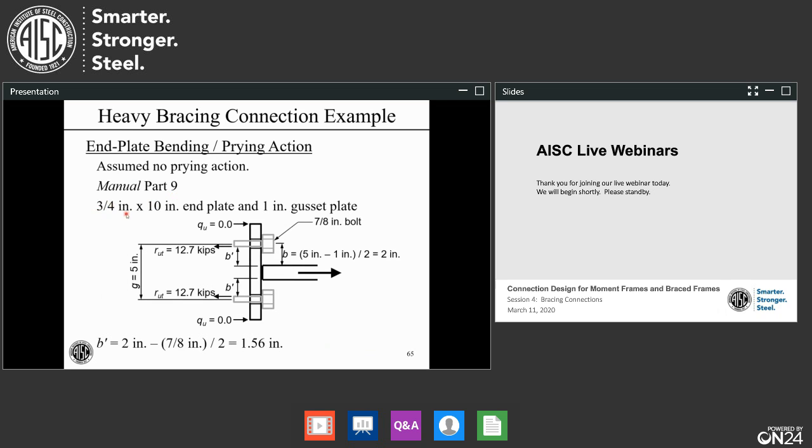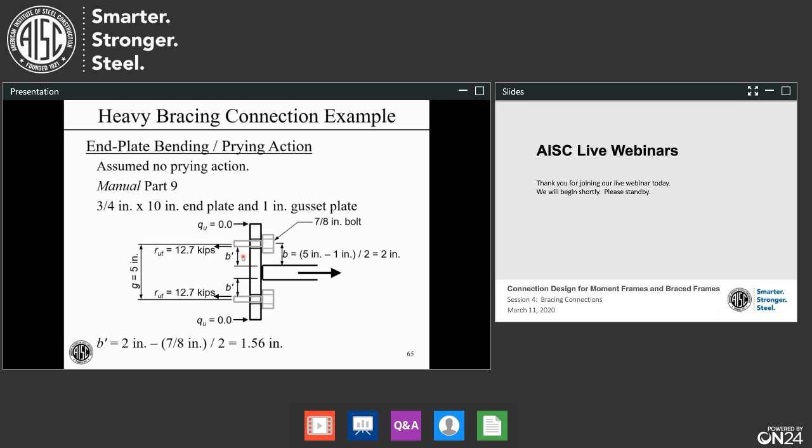We have a 3/4 inch end plate, and this picture you see is a plan section. This is the end plate, and this is the gusset plate going off to the right. And you see the gauge of 5 inches this way. We have 7/8 inch bolts. Now, in part 9, we need to track down some dimensions. First, this b dimension. This b dimension is from the center of the bolt to the face of the gusset plate. In our case, that's 2 inches.